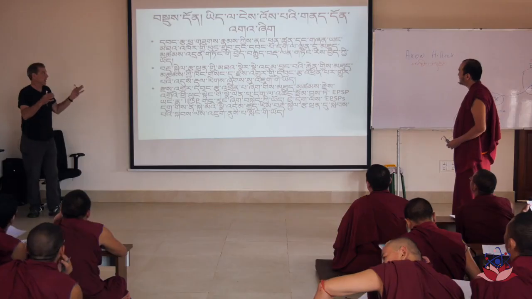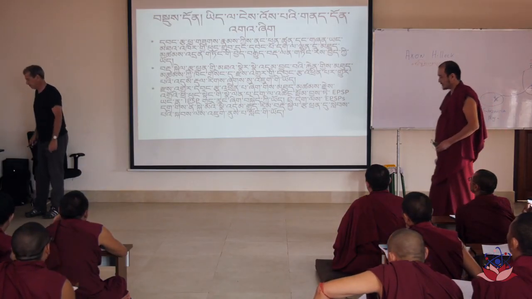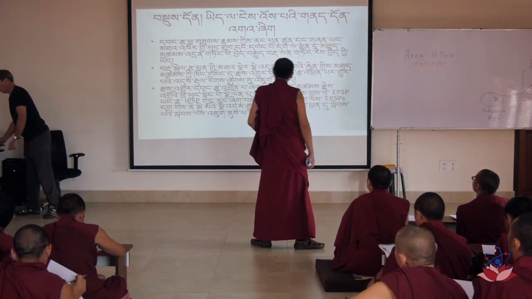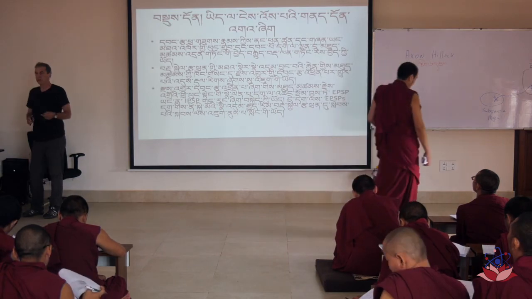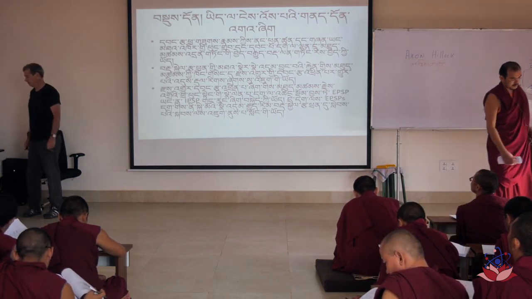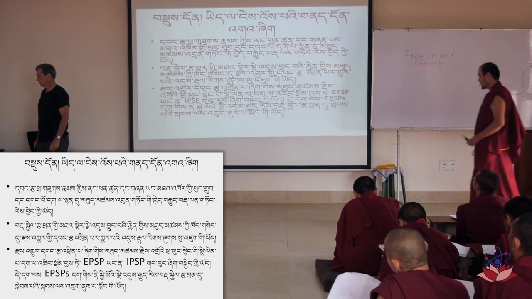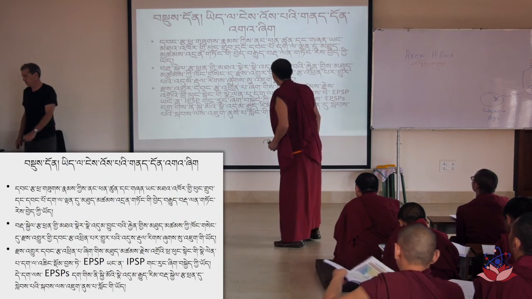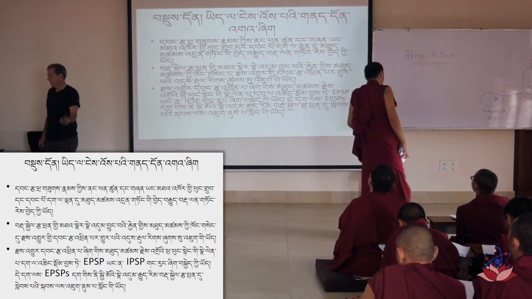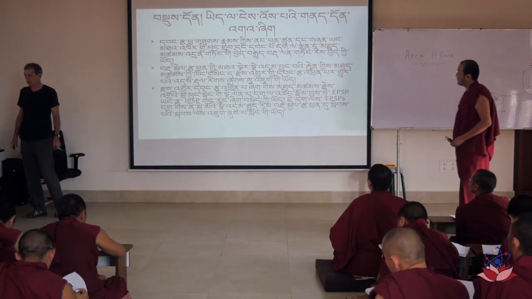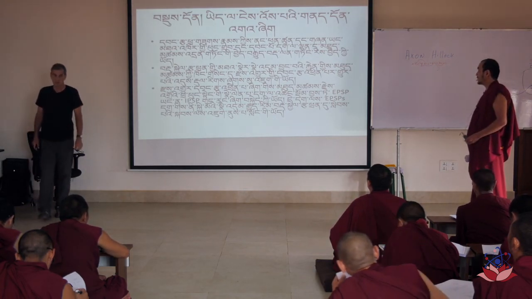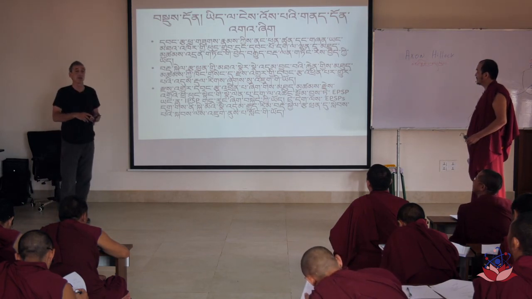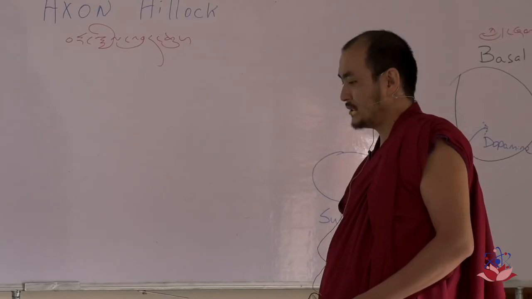Okay, this is just summarizing what we've talked about. Neurons communicate with one another through synaptic transmission. Neurotransmitter is released. The neurotransmitter binds to specific receptors. And these receptors can either be excitatory or inhibitory.